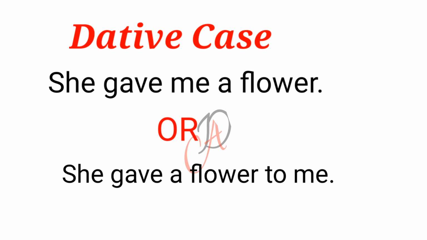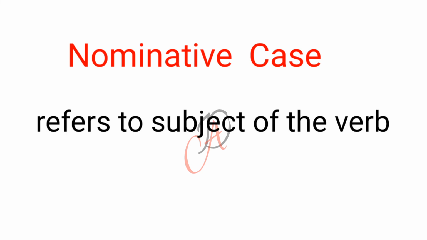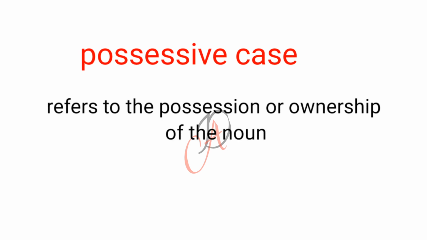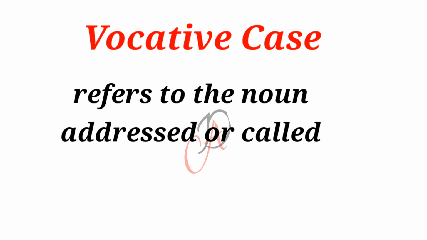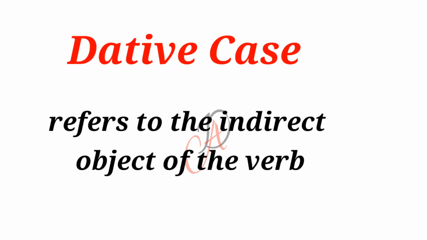Okay, let's recapitulate the summary of the noun case. The first one, the nominative case, refers to the subject of the verb. The second one, the accusative case, refers to the object of the verb. The third, the possessive case, refers to the possession or ownership of the noun. The fourth one, the vocative case, refers to the noun addressed or called. The fifth one, the dative case, refers to the indirect object of the verb.